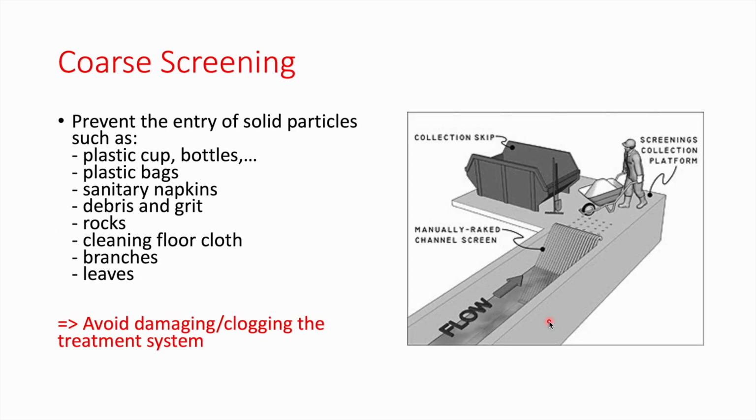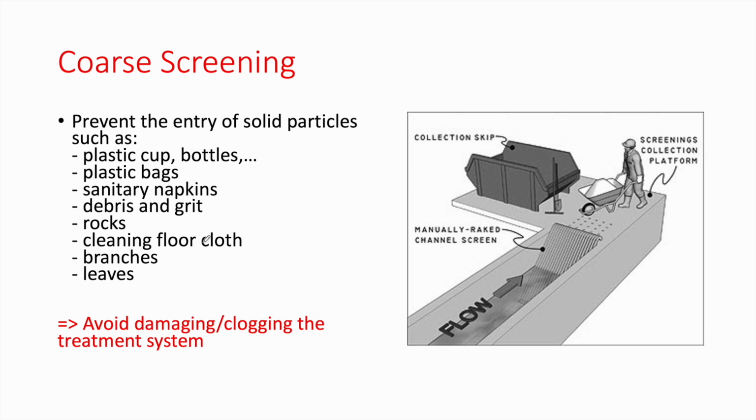from time to time. So the coarse screening mainly prevents the entry of big solid particles like, for example, a plastic cup, bottles, plastic bags, sanitary napkins, debris and grit, rocks, cleaning floor, clothes, branches, leaves, etc. Removing those particles is very essential to avoid damaging or clogging the treatment system. Usually, we use screening when our wastewater is exposed to such material.